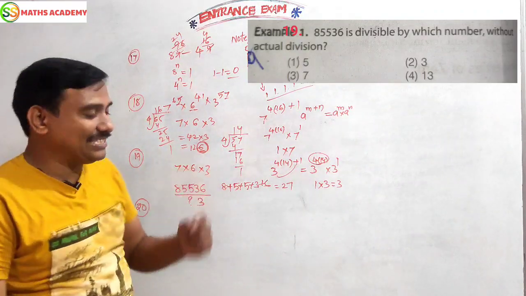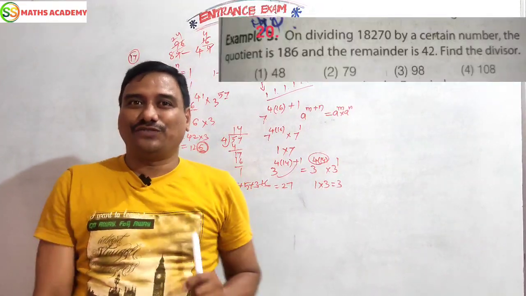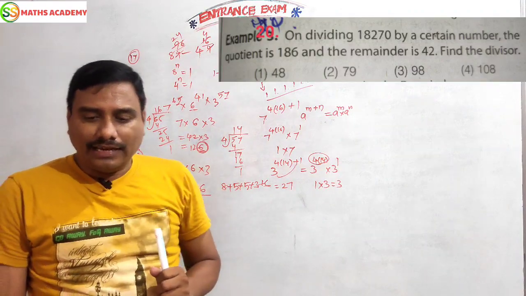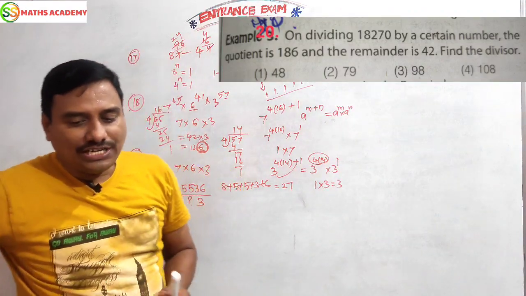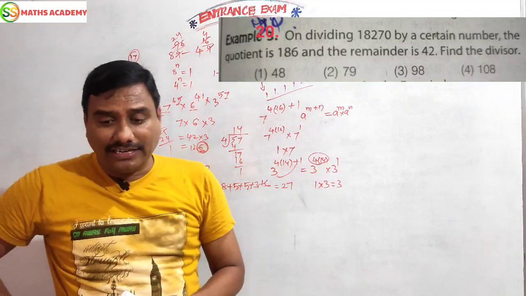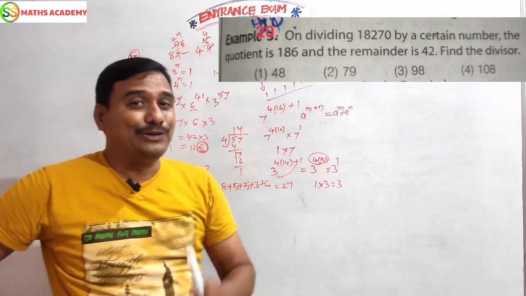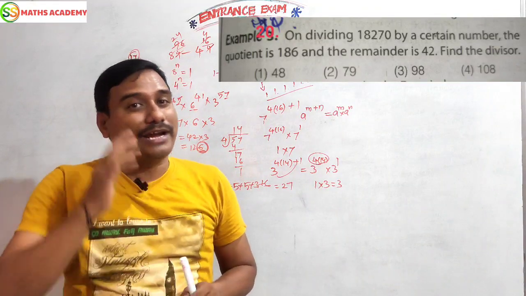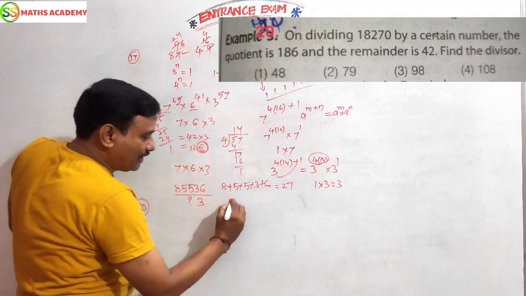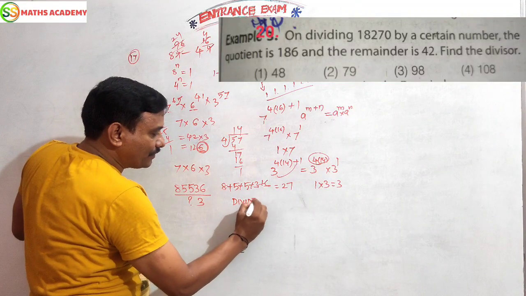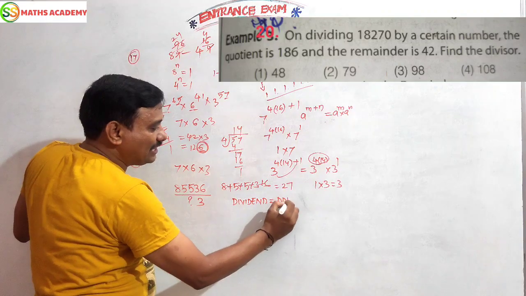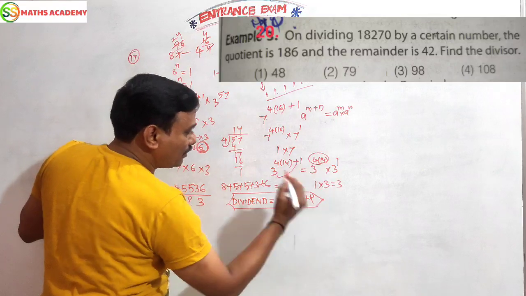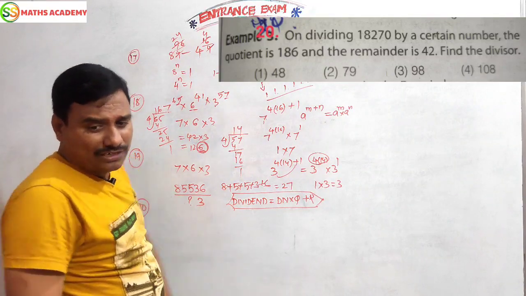Now question number 28. Very interesting question, friends. On dividing 18,270 by a certain number, the quotient is 186 and the remainder is 42. Find the divisor. I told you in the first session I explained literal information about mind mapping. Yes, you know that mind mapping. Dividend equals divisor into quotient plus remainder. This is the very important formula for the division algorithm. In this question what is given?